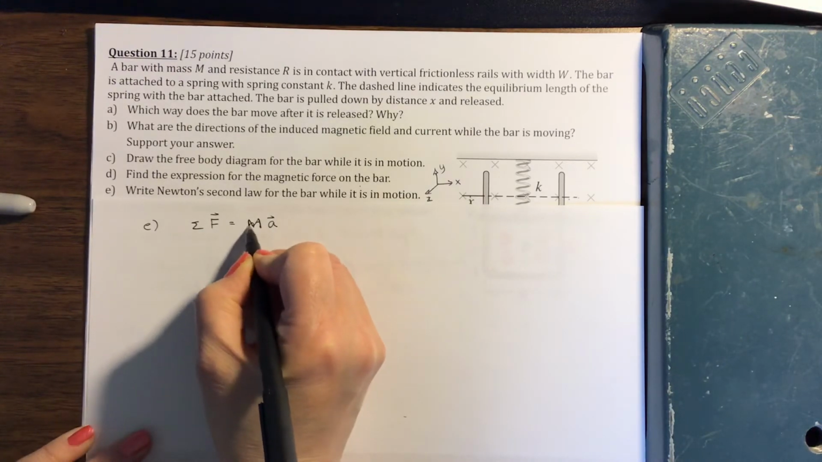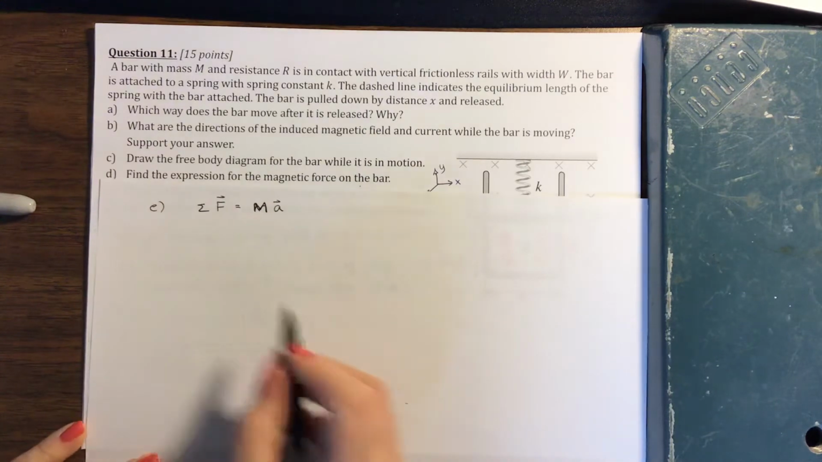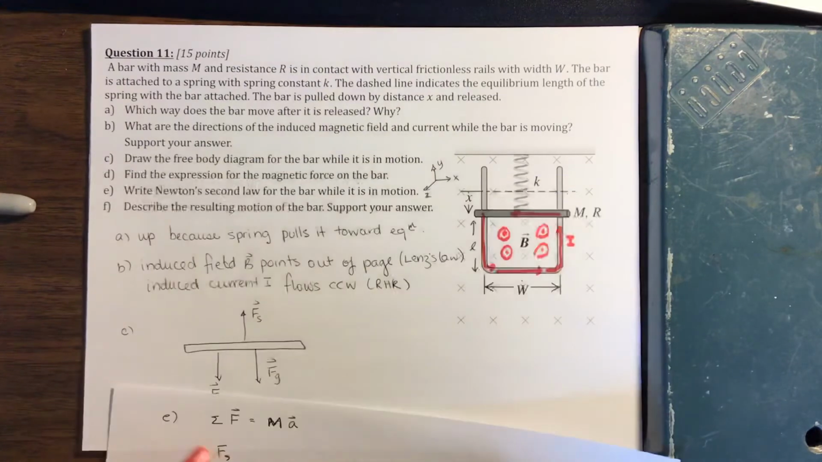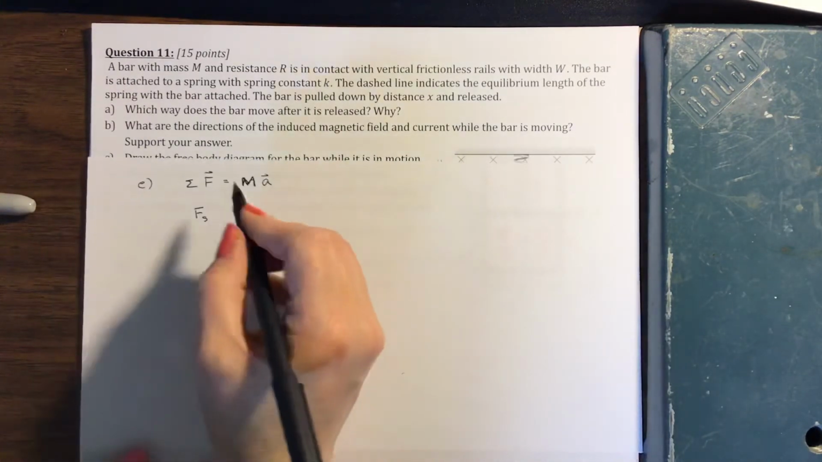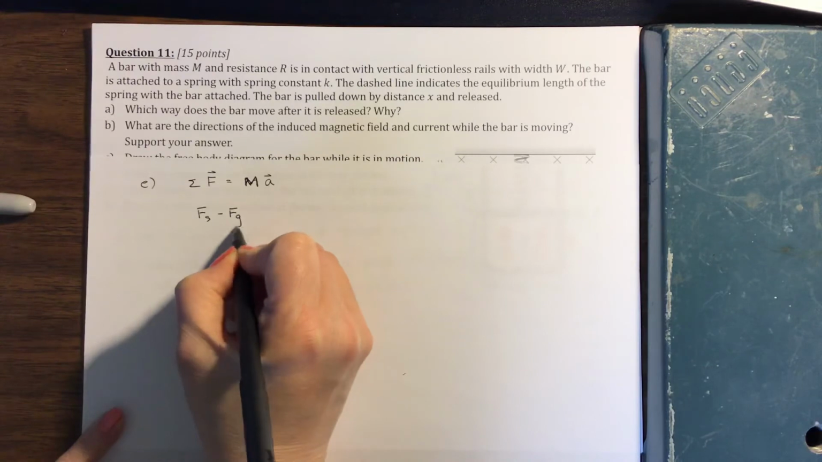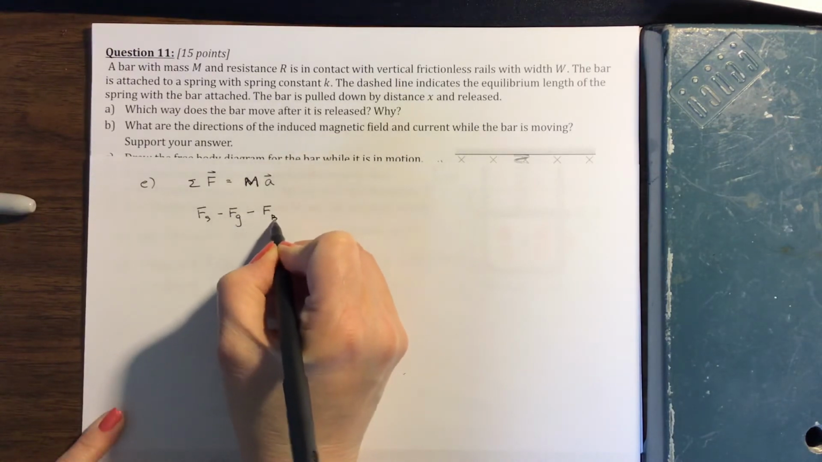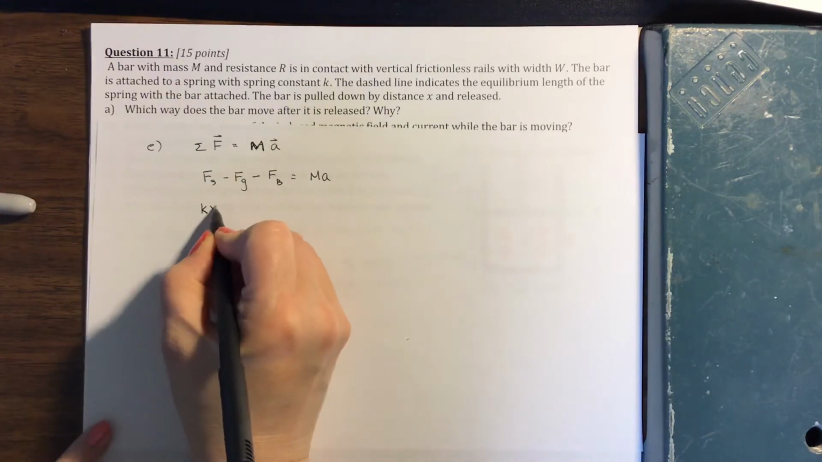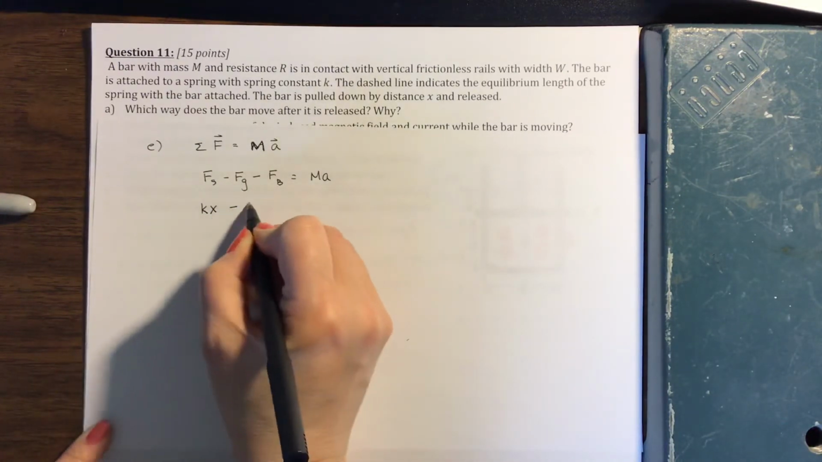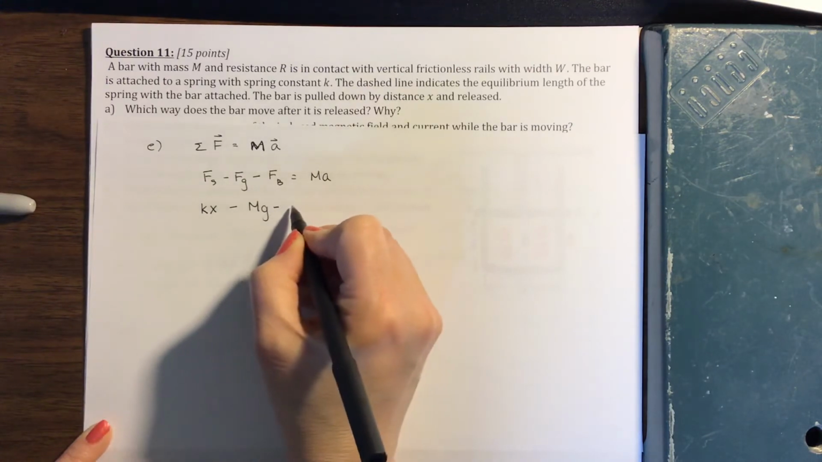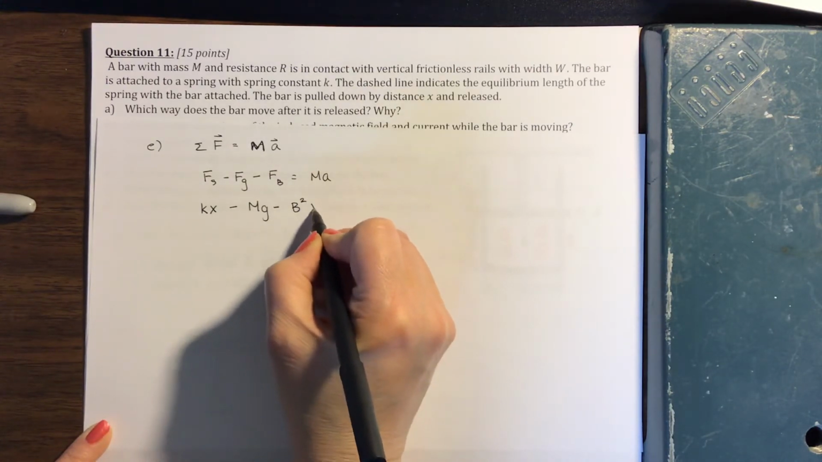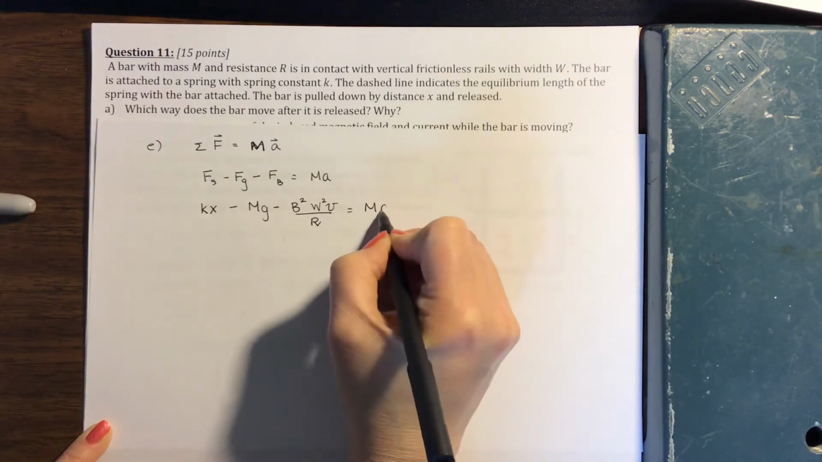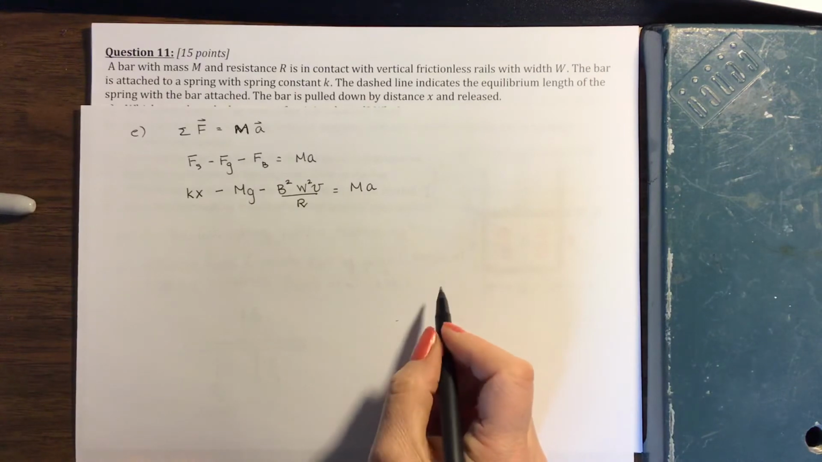Now, I should have written an uppercase M because that's given as an uppercase M. So for my forces, I've got my spring force up, that's positive. My magnetic and my gravitational forces point down, so I've got minus Fg minus Fb equals M times A. My spring force is given by Hooke's law, K times X. Weight is given by M times G. Magnetic force, I just sorted out, equals mass times acceleration. Okay, this is kind of an interesting result.